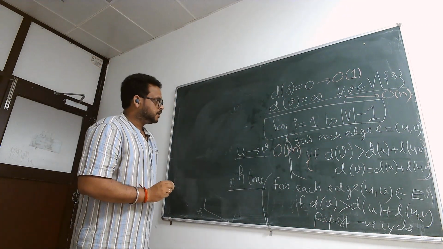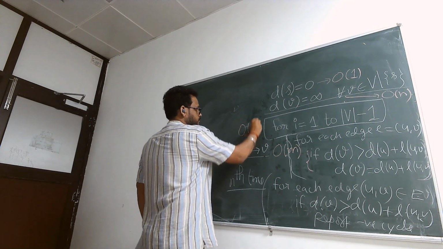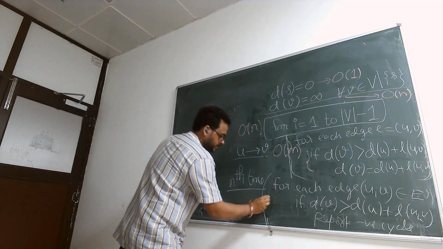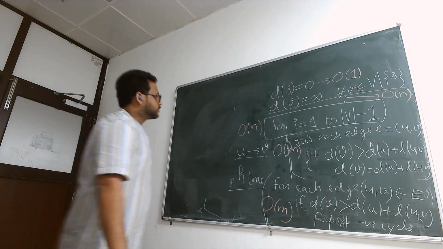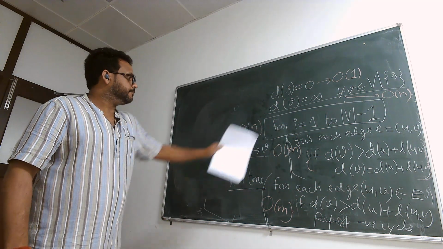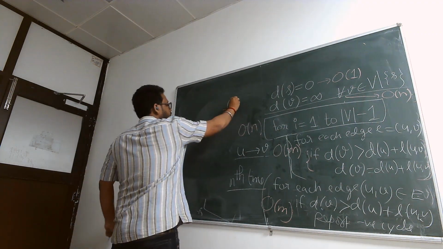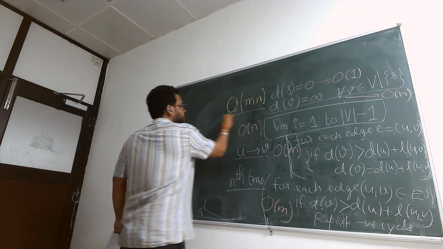Great. And this you have to do for order n times. Make sense? And this again will take order m time because you have to do it for all the edges. So overall time complexity is n into m. Order mn time complexity.